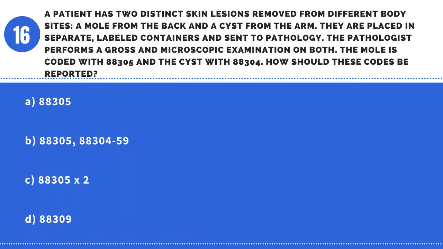Question 16. A patient has two distinct skin lesions removed from different body sites, a mole from the back and a cyst from the arm. They are placed in separate, labeled containers and sent to pathology. The pathologist performs a gross and microscopic examination on both. The mole is coded with 88305 and the cyst with 88304. How should these codes be reported? A.